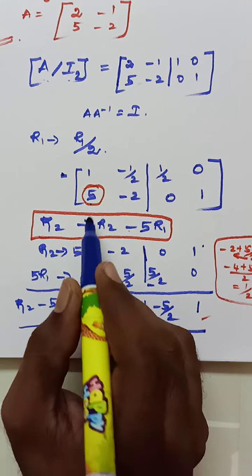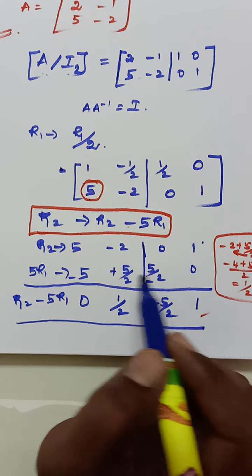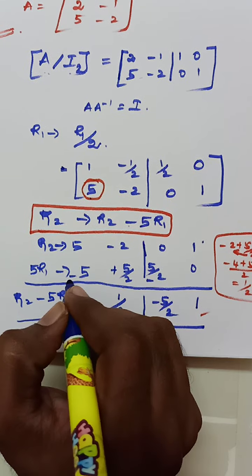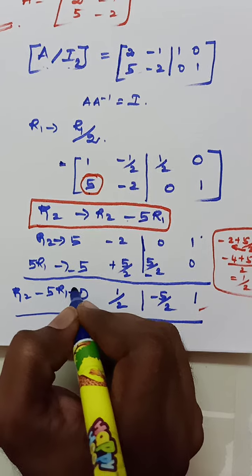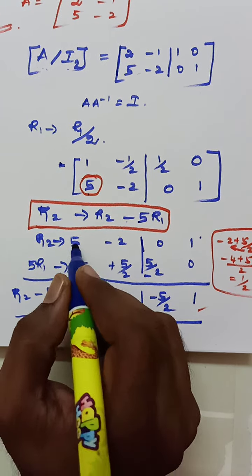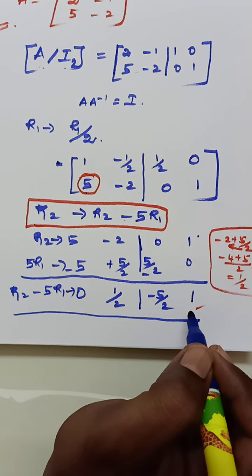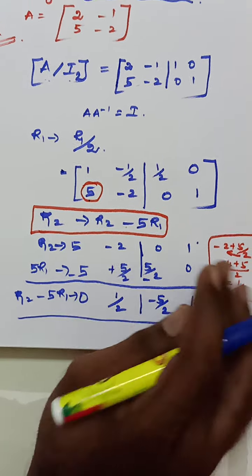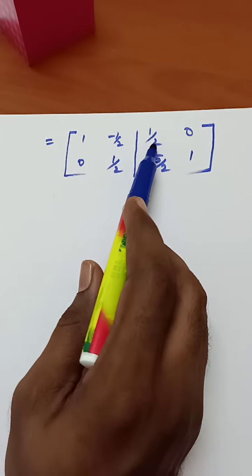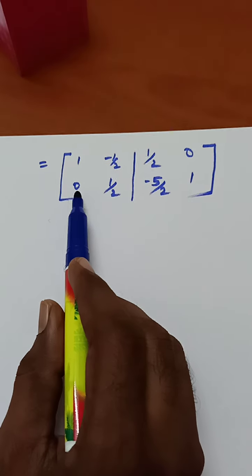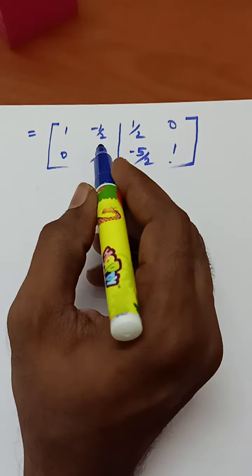R2 value is 5, minus 2, 0, 1. And 5 R1 is 5, minus 5 by 2, and then this will be plus 5 by 2, 0. When you are subtracting, now I am changing the sign, so you don't get confused with the sign changes. R2 tends to R2 minus 5 times R1. 5 minus 5, 0. This calculation here, and this will be this answer. Okay. So next you have 1, minus 1 by 2, plus 1 by 2, 0. And R2 is 0, 1 by 2, minus 5 by 2, 1. So next, this place I need 1.